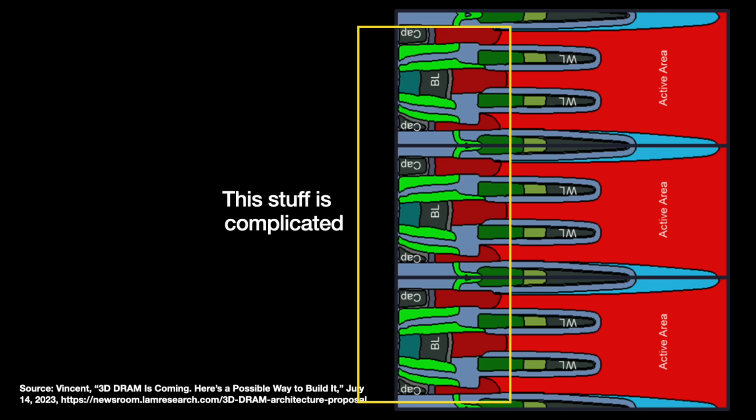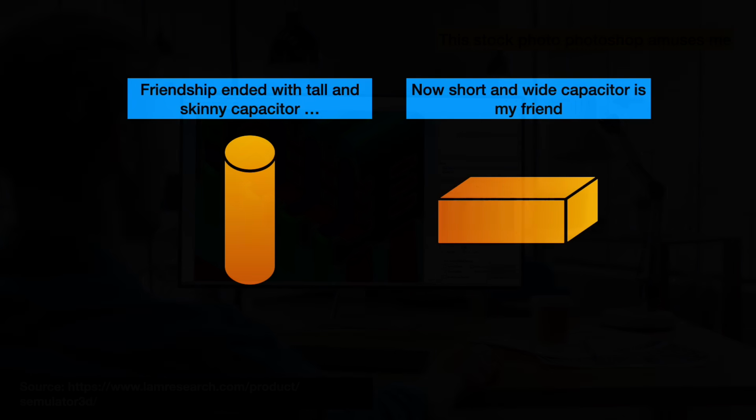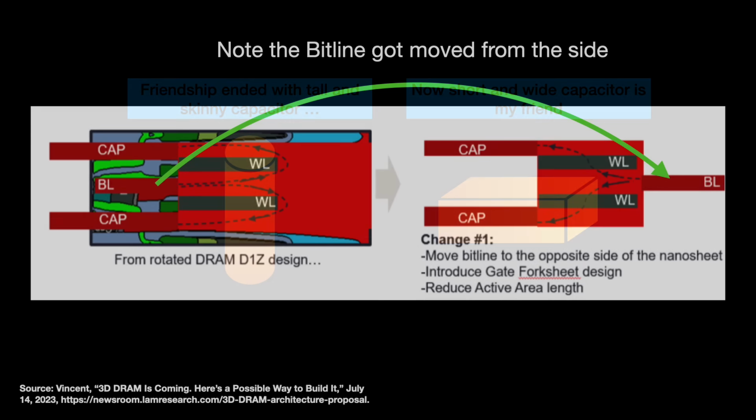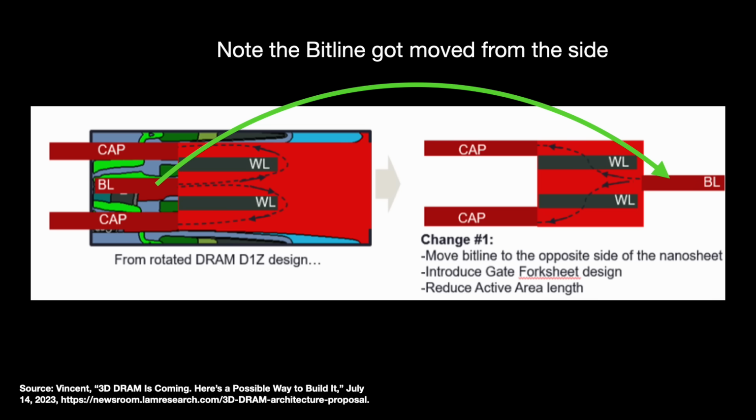So Vincent and his team at Lam used a process simulator called Simulator 3D to redesign the architecture. They first made the capacitor short and wide rather than tall and skinny. Capacitance is proportional to the capacitor surface area, so a short and wide capacitor can theoretically offer something as good as tall and skinny. To create more space for the capacitors, the bit lines are moved over to the end of the whole sheet structure. This lets us make a bit line trunk that is shared between two opposing sheets.